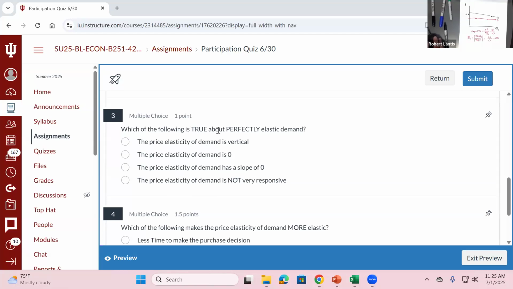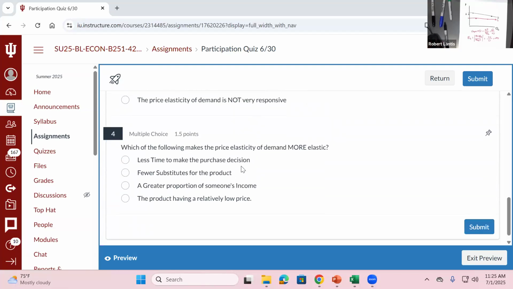Which of the following is true about perfectly elastic demand? That one wasn't true, that one wasn't true, that one's not true. The only one that should be true is that the demand curve has a slope of 0. So this is where slope and elasticity are not the same. Slope of 0, elasticity would actually be infinite.